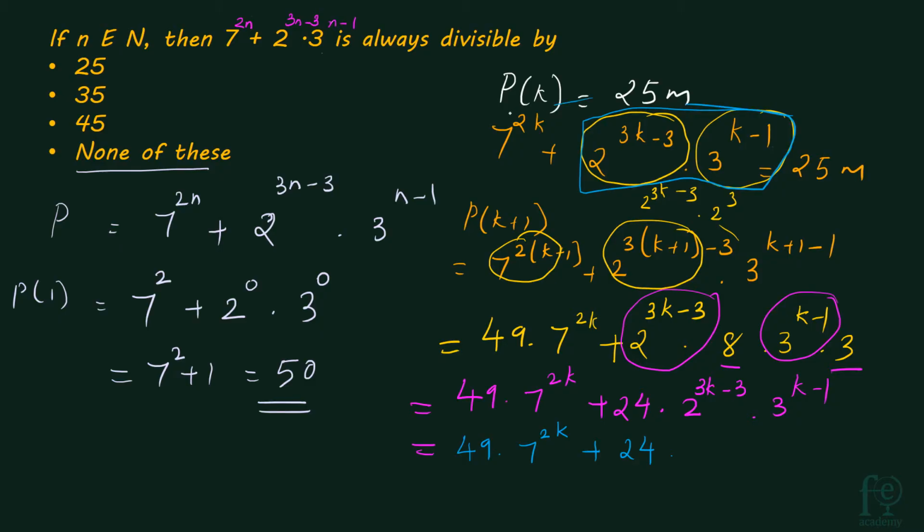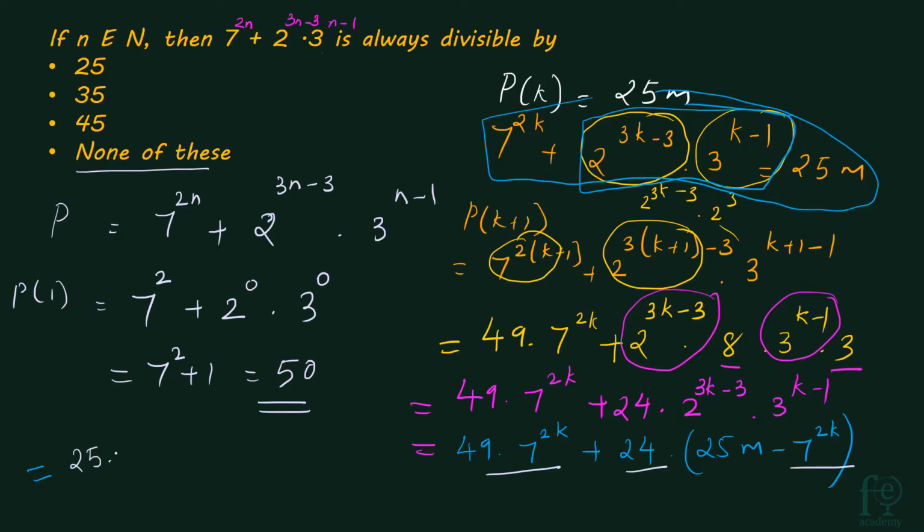So what is this? From this step, what you will be getting? 25m minus 7 raised to 2k. So 25m minus 7 raised to 2k, which will be giving you 49 into 7 raised to 2k minus 24 into 7 raised to 2k, which will be giving you 25 into 7 raised to 2k plus 24 into 25m.